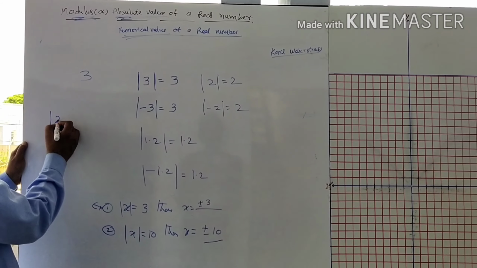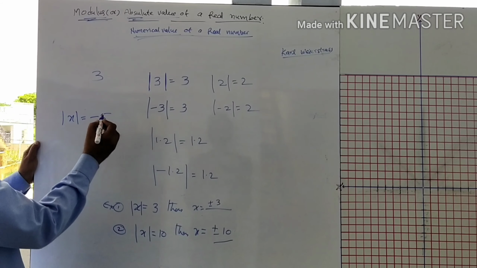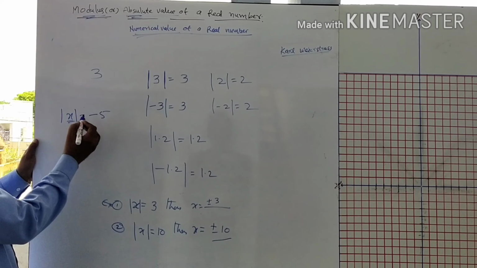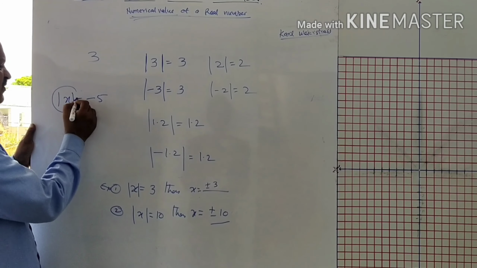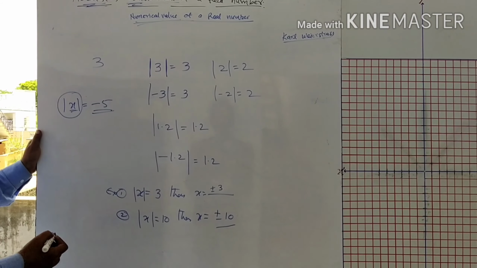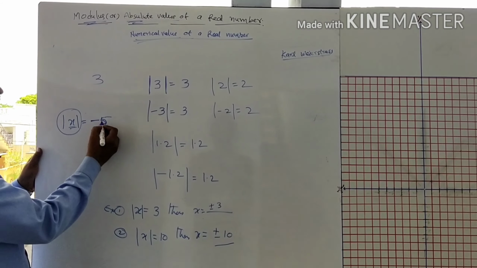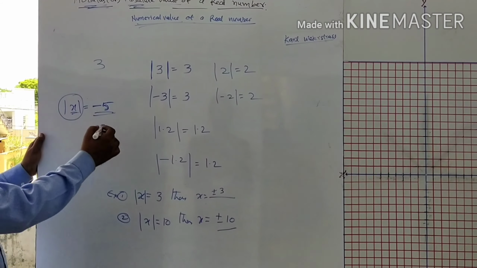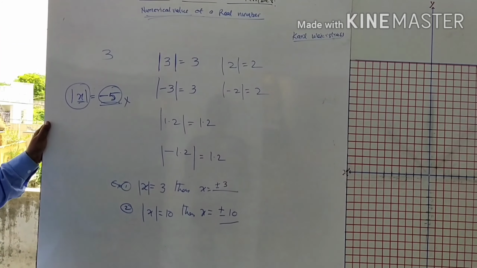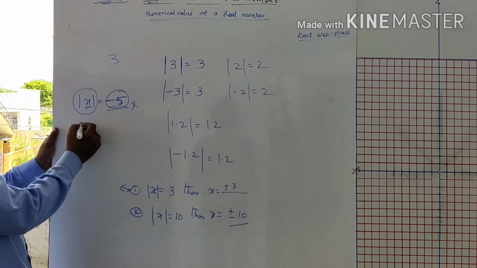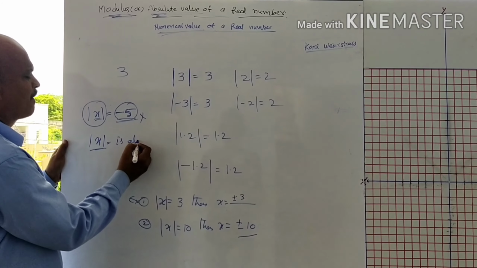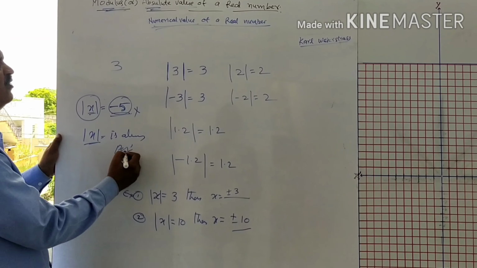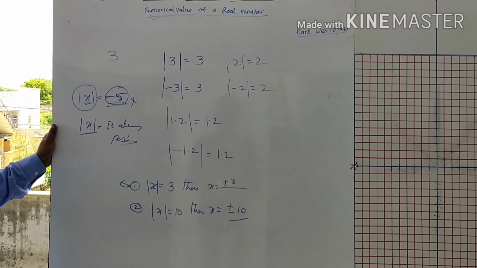For example, modulus x equal to minus 5. What is the value of x? Nothing. Modulus value is always positive, but here it is a negative value. So it is not possible. Modulus x is always positive. Take the positive value only.